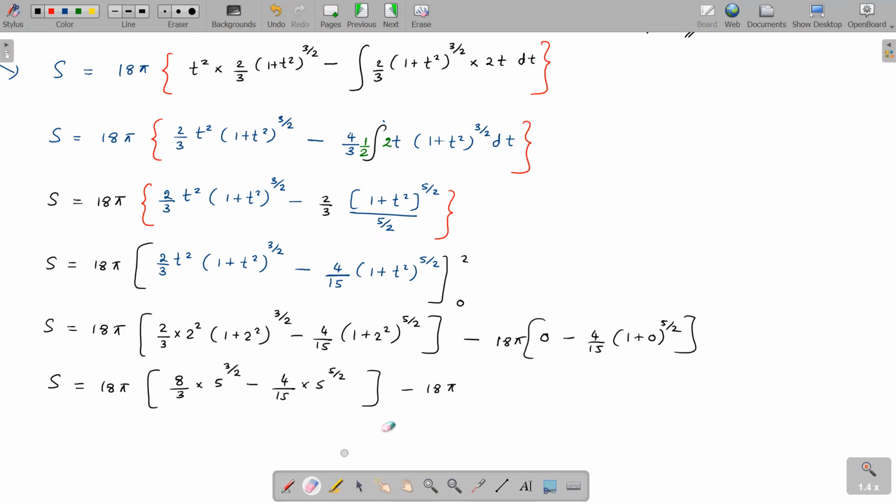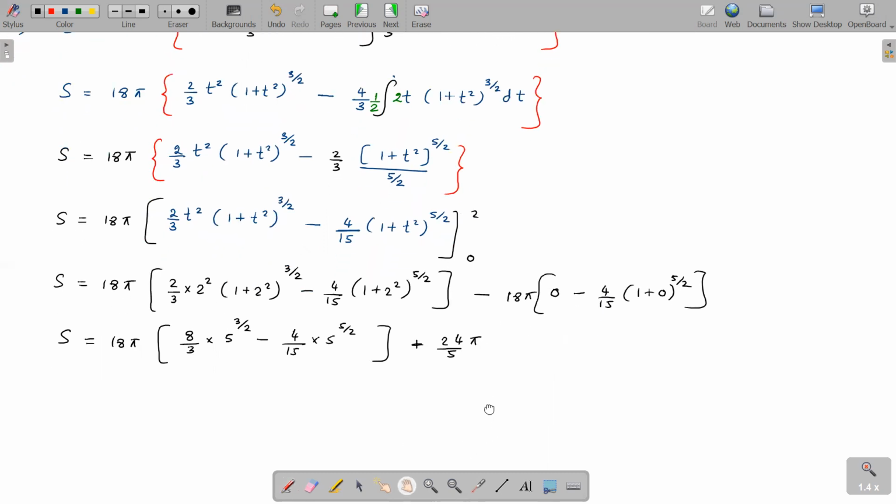So can you all multiply and tell me, minus 18 pi into minus 4 over 15, what do we get? Minus minus is plus. 18 times 4 over 15 gives me 24 over 5. 24 over 5 pi. So here I want to get an exact answer.